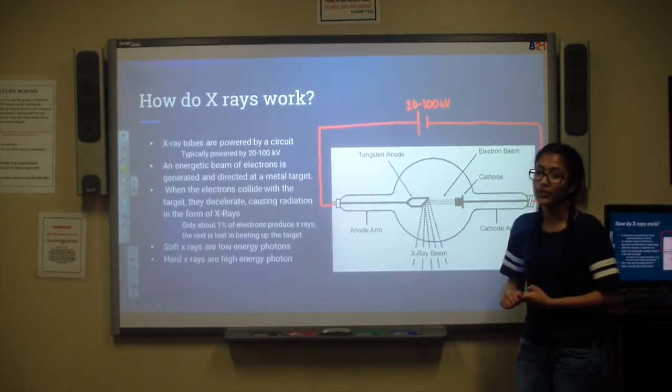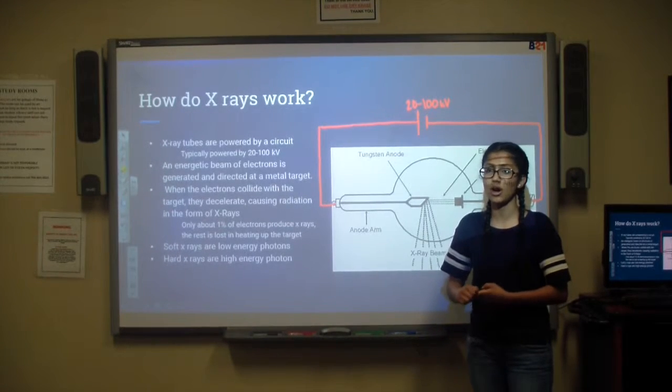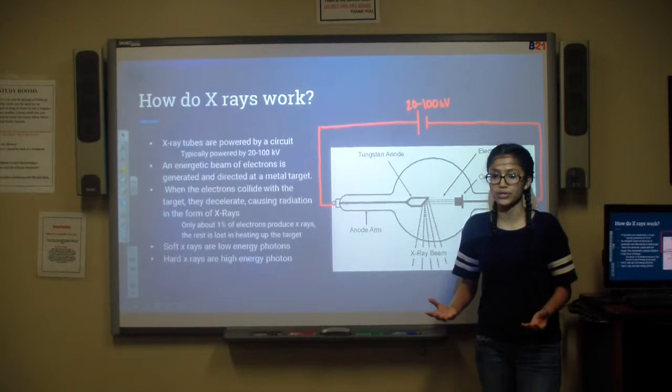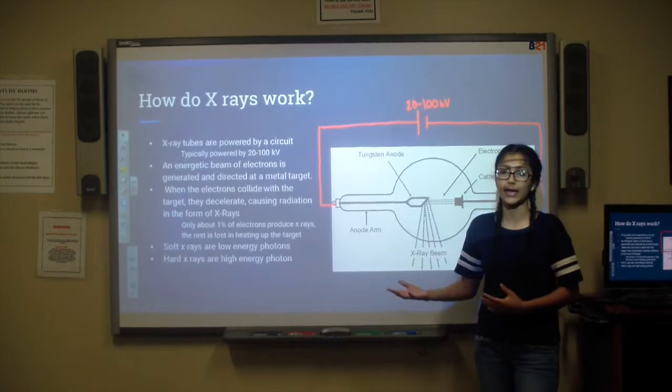Typically, there are two different types of X-rays. The first one is soft X-rays, and the second one is hard X-rays. Soft X-rays are what we typically use in the medical field, and they have low energy photons, while hard X-rays have high energy photons.